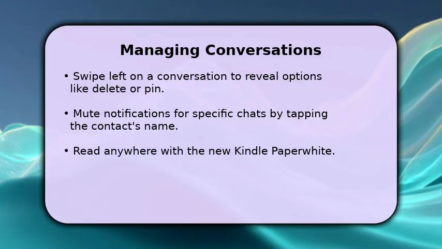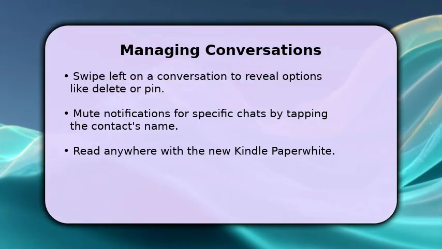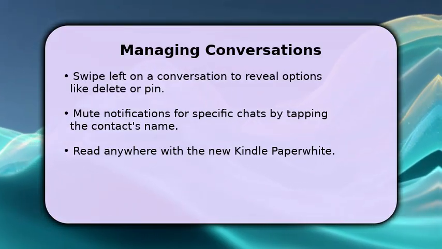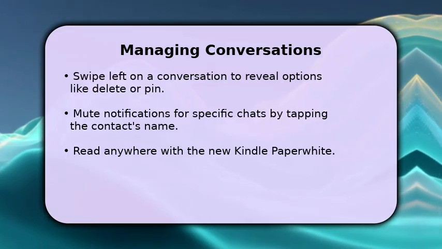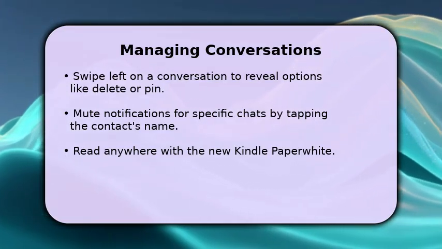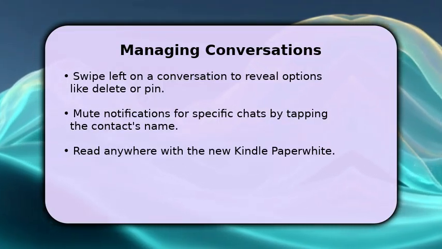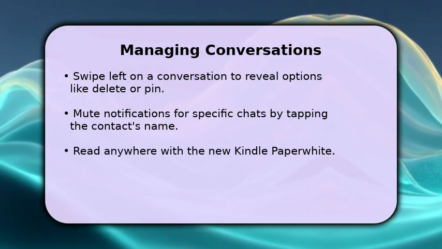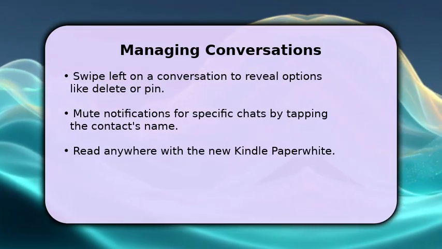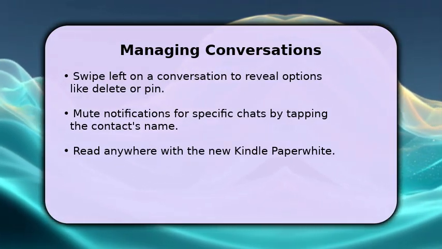Keeping your conversations organized is simple. Swipe left on any conversation in your list to quickly delete it or pin it to the top for easy access. If a chat is too active, tap the contact's name at the top of the conversation, then toggle Hide Alerts to mute notifications.